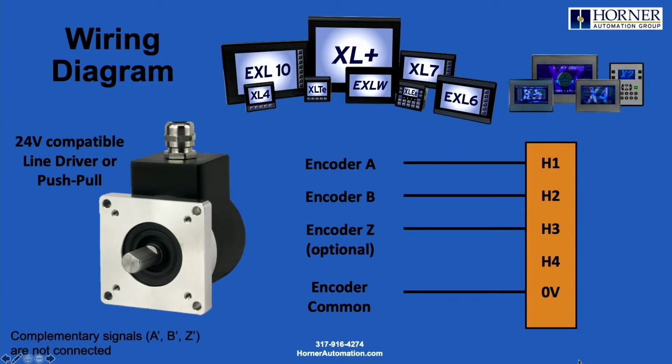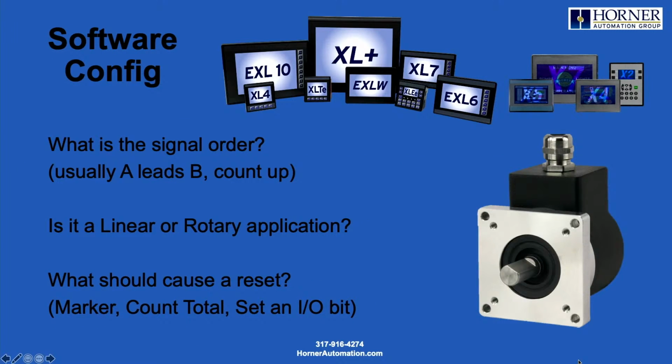Okay, now there's more to do than just wire things up, however. We do need to configure things, and I'm going to show you in a minute or so how to do that in Cscape. There are some questions we need to ask ourselves as we head into the configuration process. Some things such as, what is the signal order? Everything I've shown you in diagrams has always been A leading B, and when A is leading B, you're counting up, and when B is leading A, you're counting down, depending on the direction the shaft is traveling. But not all encoders are manufactured that way, so that has to be configured.